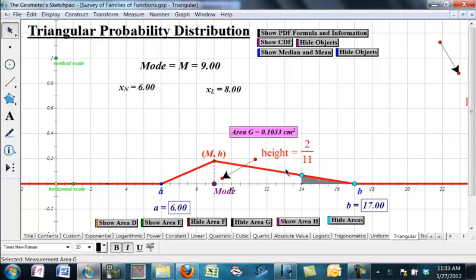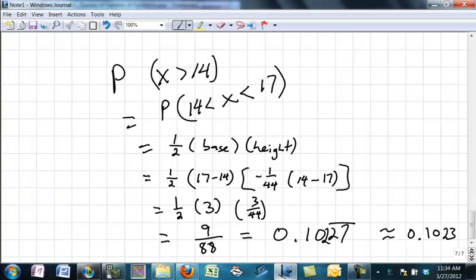Because getting this exactly at 14 is difficult, this is off just a little bit, but anyway, you can get the basic idea. It's pretty close. So what was the exact value? 9 over 88, and we're going to enter 0.1023.